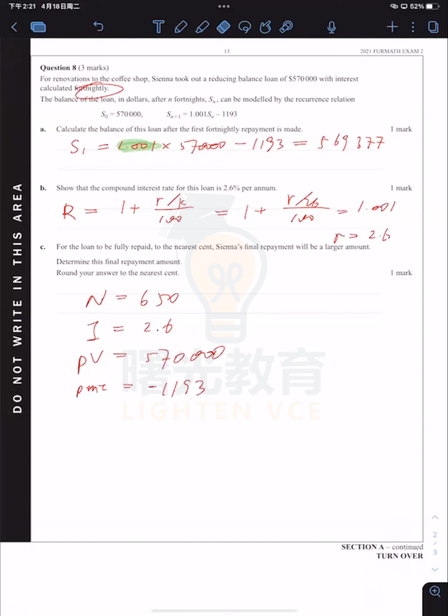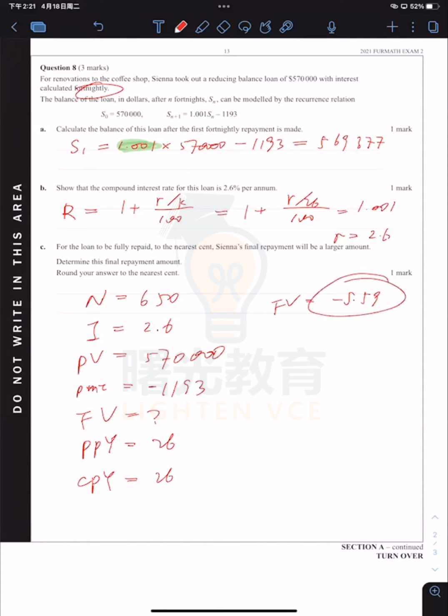So finally, the future value, we need to know what the final figure is. And how many times do we pay in a year? 26. How many times in a year? 26. And then you can find out that the future value finally is equal to negative 5.59-ish. So rounded to the nearest cent, negative 5.59. That means after 650 repayments, we still owe $5.59 on the loan.